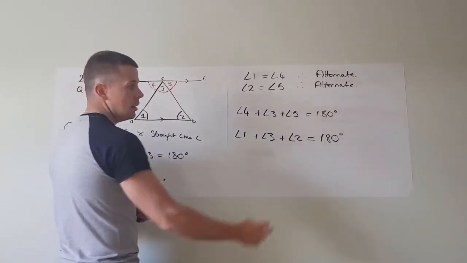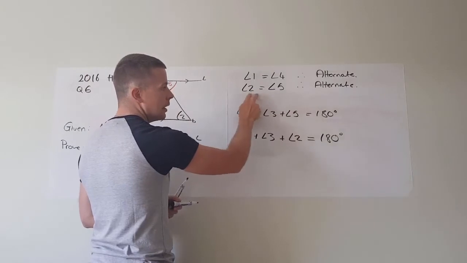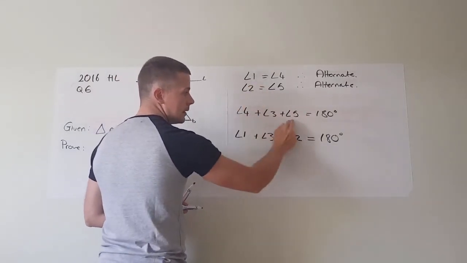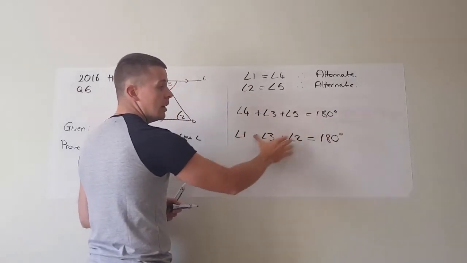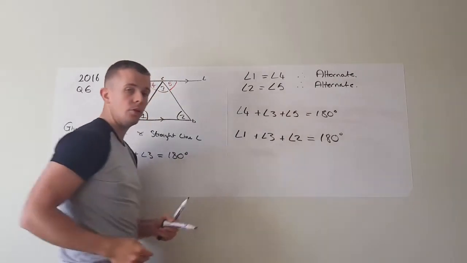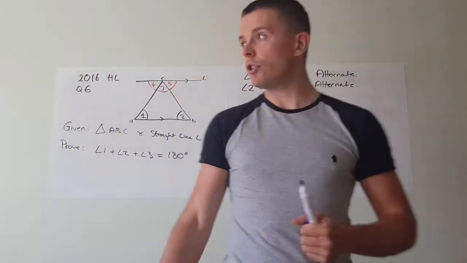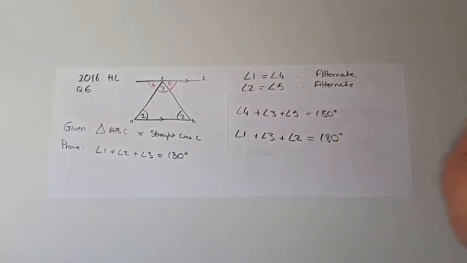The reason being is, if this is equal to 180, and if 5 is equal to angle 2, and 4 is equal to angle 1, then all three together give 180, so by replacing them, it also has to still add up to 180 degrees. And that's your proof that any triangle with three interior angles adds to 180 degrees.